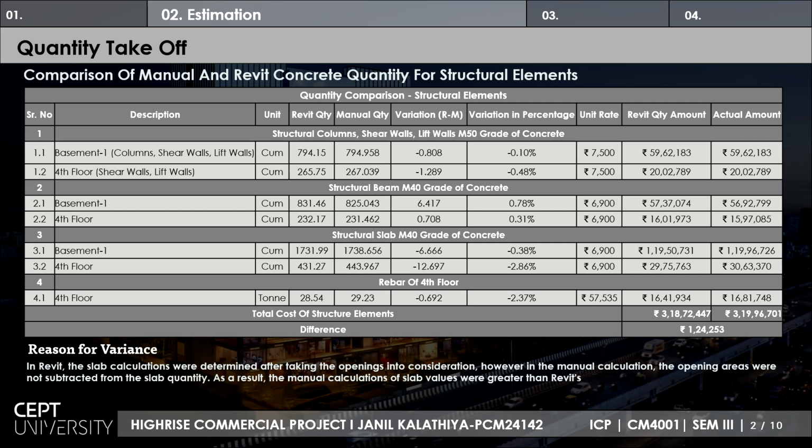For instance, the fourth slab quantity varied by 12.69 cubic meters, which is 2.86%, highlighting how manual methods can easily accumulate errors in repetitive calculation tasks. Here is a comparison showing the difference between the Revit quantity and the actual quantity.